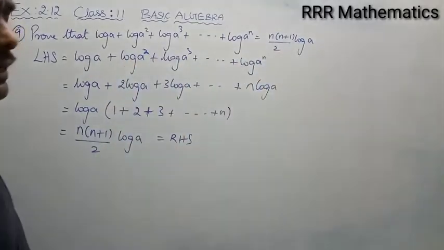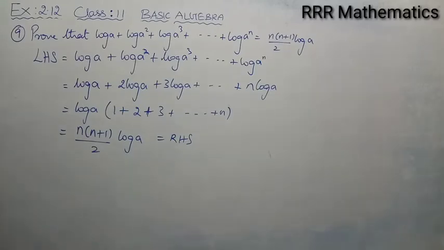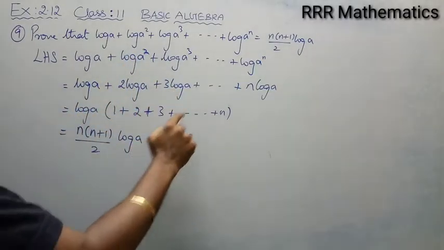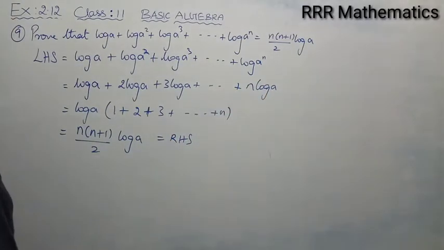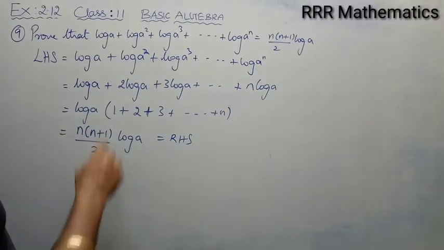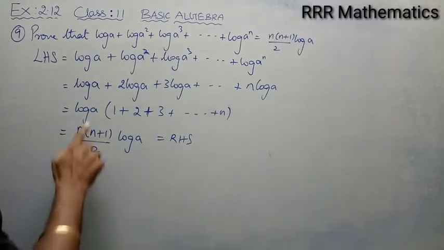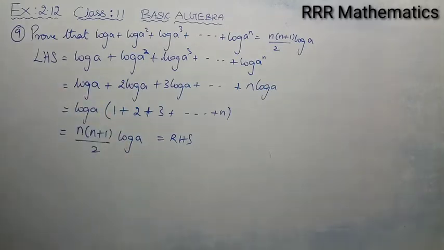I have power everywhere. So obviously I want to use power rule. But I am going to apply power rule. It will be 1 log a, it will be 2 log a, it will be 3 log a, etc. It will be n times log a. When you take log a as common, it will be 1 plus 2 plus 3 etc. n, which is sum of the natural number. It gives n into n plus 1 by 2 with this log a. That's all.